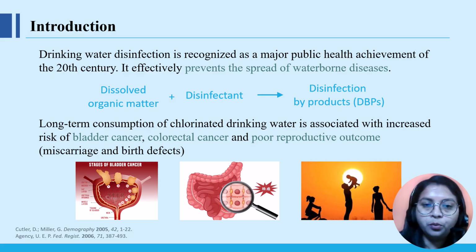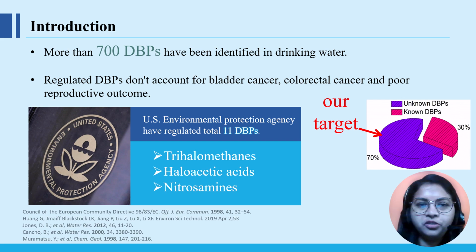Epidemiological studies have reported that long-term consumption of chlorinated drinking water is associated with an increased risk of bladder cancer, colorectal cancer, and poor reproductive outcomes like miscarriage and birth defects. Although over 700 DBPs have been identified in drinking water, mass balance analysis of organic chlorine in drinking water reveals that the identified DBPs account for less than 30% of total organic chlorine in the water. This indicates that a large number of unknown DBPs need to be identified.